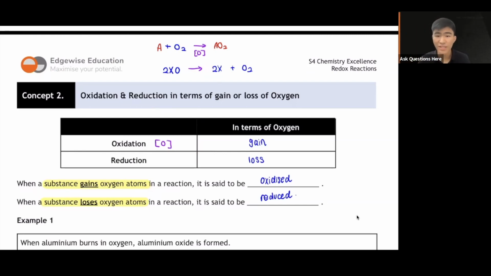So just now I have oxygen, now I don't have oxygen anymore. I'm referring to X: just now X got oxygen, now X doesn't have oxygen anymore. This is known as a reduction reaction. Okay, so how do you write down reduction? Square bracket R.